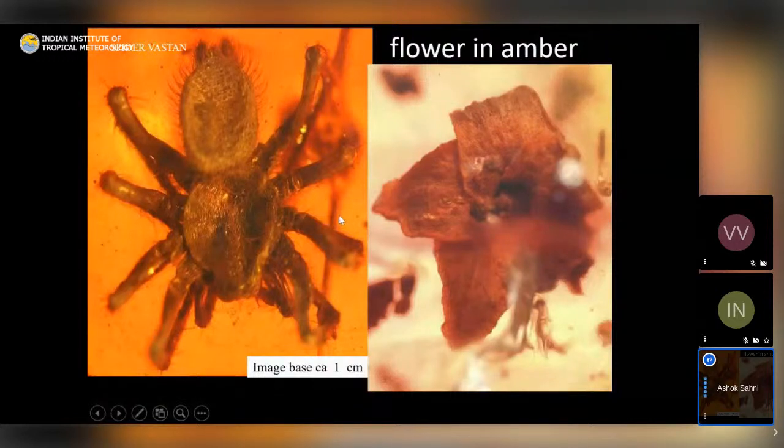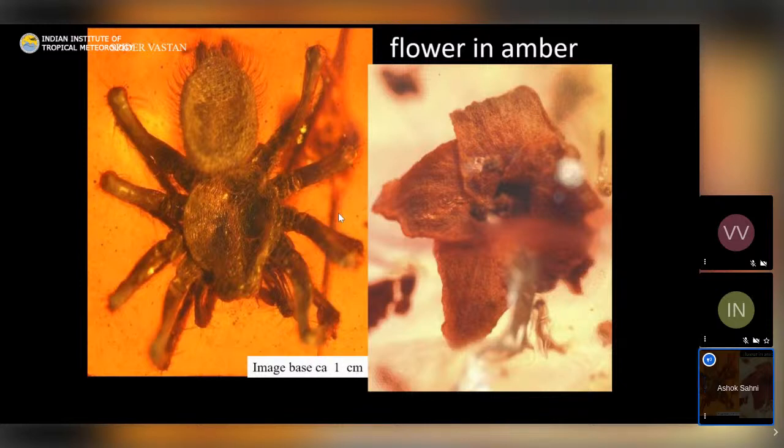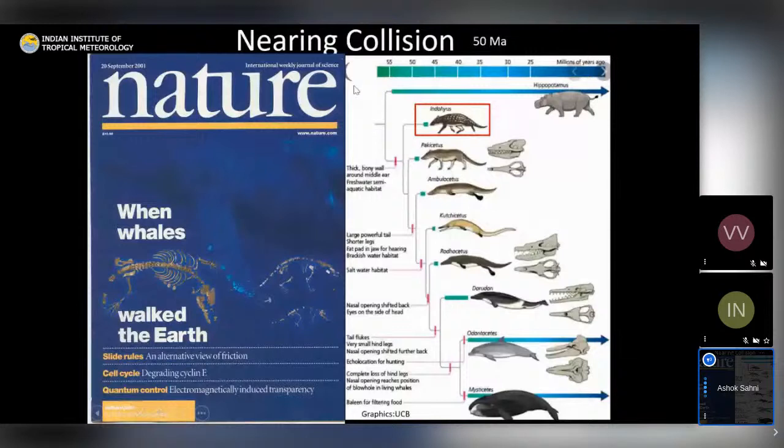So we have a lot of data. We have a lot of data from the lignites, which we can now relate to the modern biodiversity of India. And this is the first glimpse of what the present day biodiversity must have looked like way back 54 million years. Now, the next set of data comes from nearing collision around 50 million.